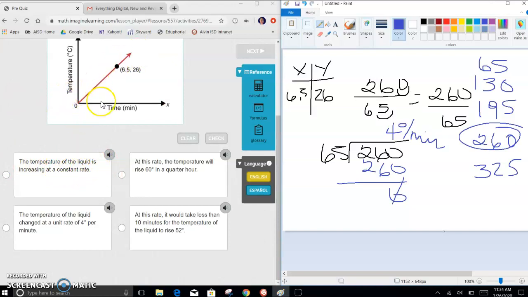It's not zigzag. It's not swirling or curving. So that is true. At this rate, the temperature will rise 60 degrees in a quarter hour. Well, I need to figure out what a quarter hour is. So 4 degrees per minute.